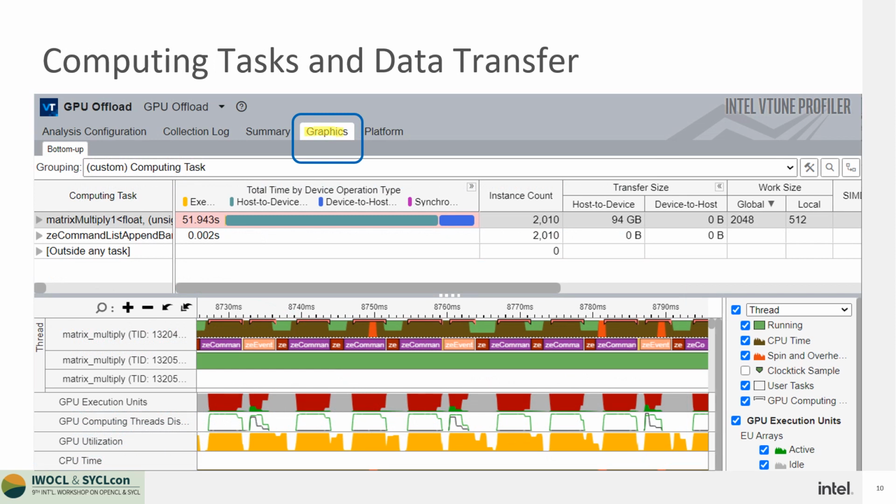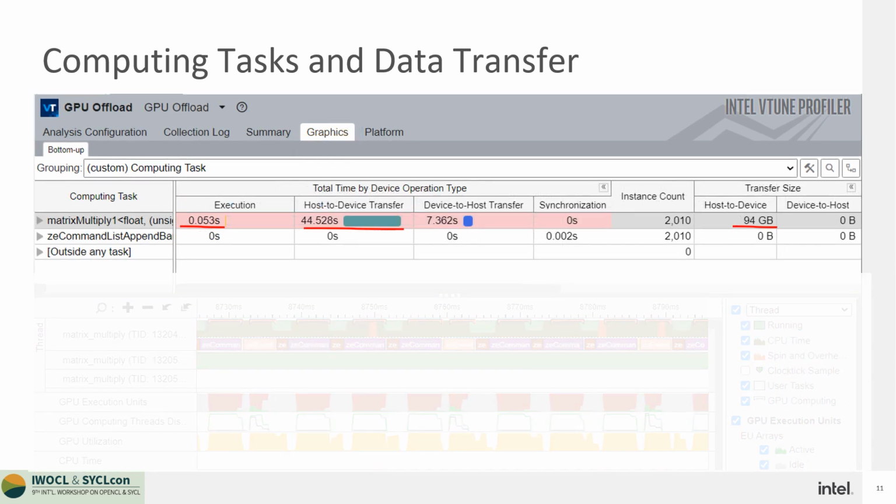Switching to the graphics tab, it gives us a much more detailed representation of all the executing tasks which have been running during the analysis. On the top, there is a list of the compute tasks, and on the bottom, there is a timeline view, which presents both CPU and GPU execution in time. Let's look at the list of the compute tasks. First of all, we might notice that there's one single task, matrix multiply 1, which is the only candidate for analysis, as it takes most of the execution time.